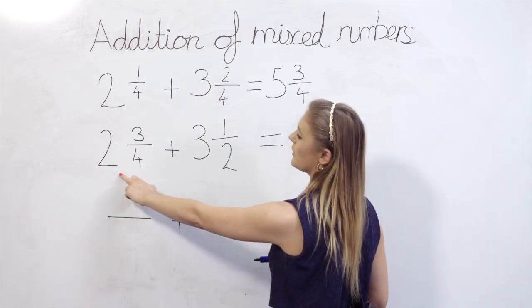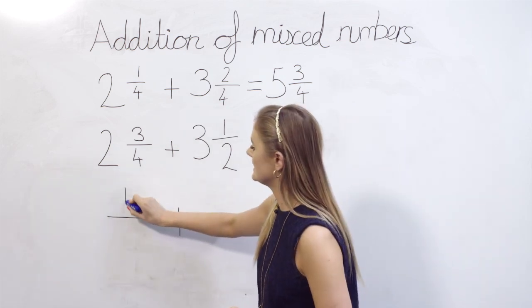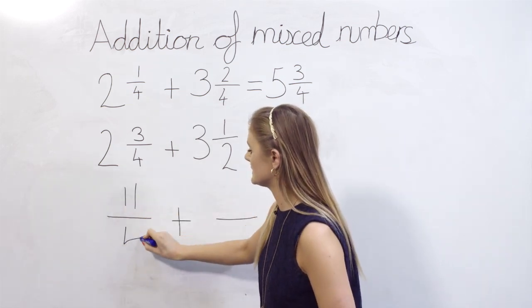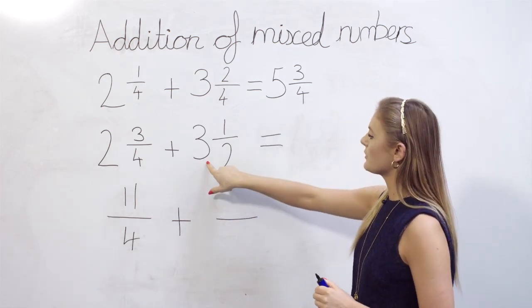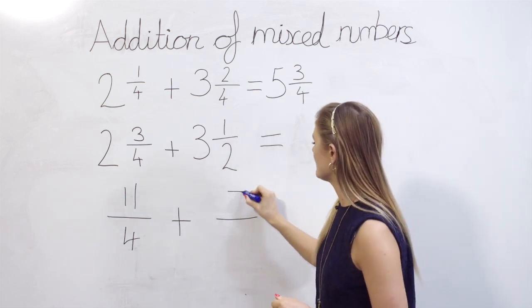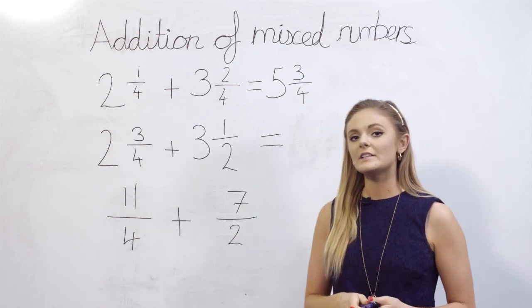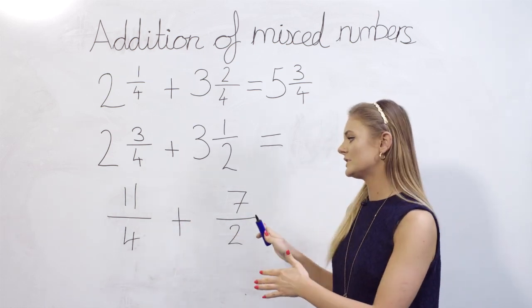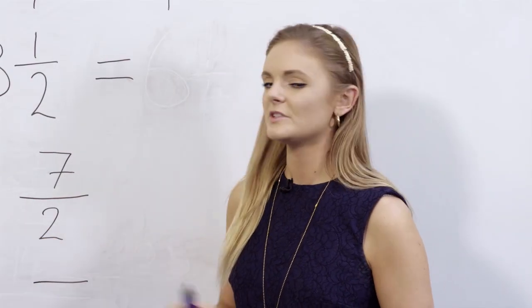So we know that 2 wholes and 3/4 as an improper fraction can be written as 11/4. And then if we move on to this mixed number, we know that 3 wholes and 1/2 as an improper fraction can be written as 7/2. At this point, you need to ask your students, can we add these two fractions together as they are? The answer is no, because they don't have a common denominator.